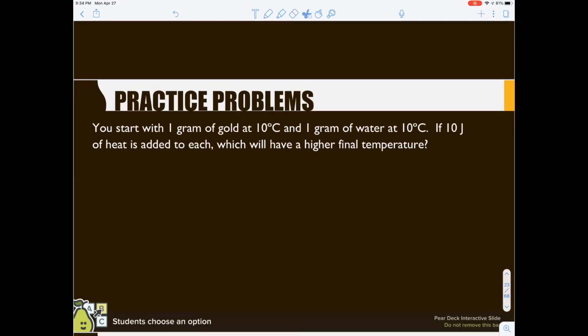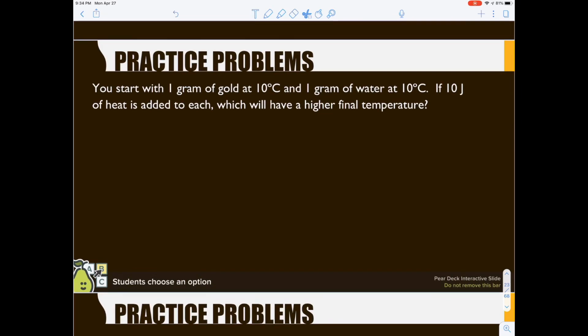Okay, these questions are going to help us conceptually understand what is happening with specific heat capacity. So you have 1 gram of gold at 10 degrees Celsius, and 1 gram of water at 10 degrees Celsius. If you add the same amount of heat to both, 10 joules, will they have the same temperature change, or will one of them have a larger temperature change, which will lead to it having a higher final temperature? I want you first to take a guess. Think about it for a second.